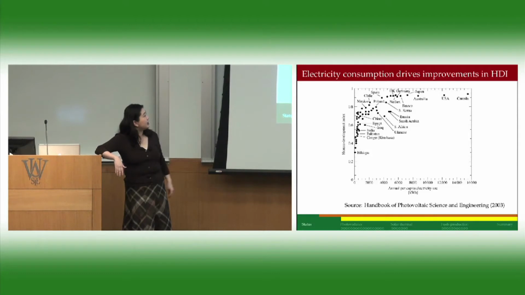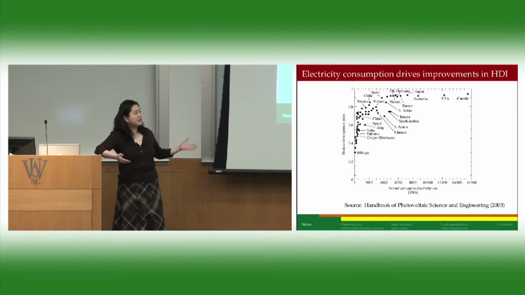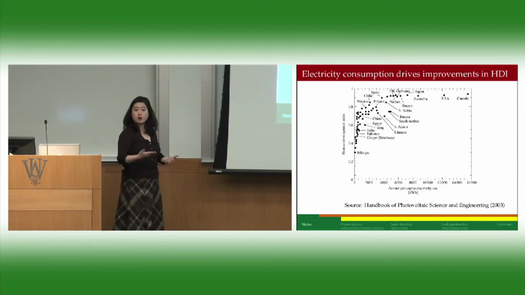You can see from this graphic of the Human Development Index versus annual per capita electricity use that Western countries such as the U.S. and Canada use a lot of electricity per person. China and India are slowly coming up this curve, but as countries develop socioeconomically and governmentally, you can imagine that they'll need even more electricity.